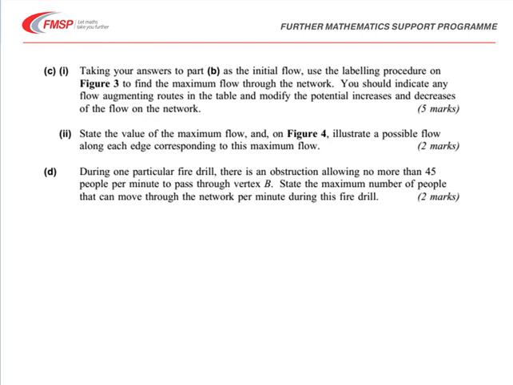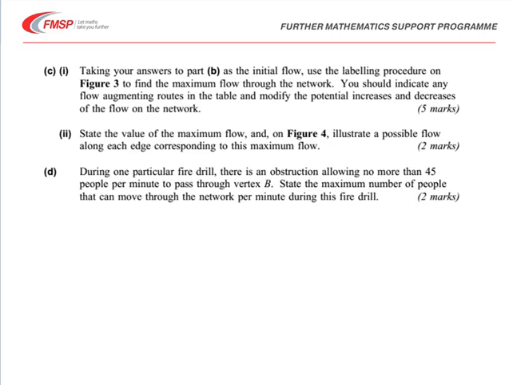Following on from that, and starting with the answer that we've given in part B, we had to use the labelling procedure to find the maximum flow through a network, and it says that you should indicate clearly the flow augmenting paths that you use and the potential increases and decreases of the flow in the network. It then asks us to state the value of the maximum flow and to indicate a possible way of producing that flow on figure 4. The final part of the question is then just a little bit extra to that.